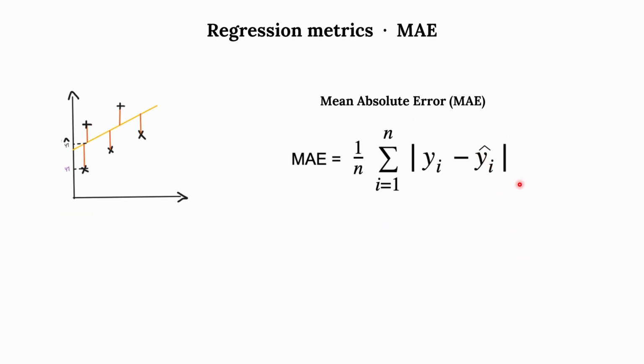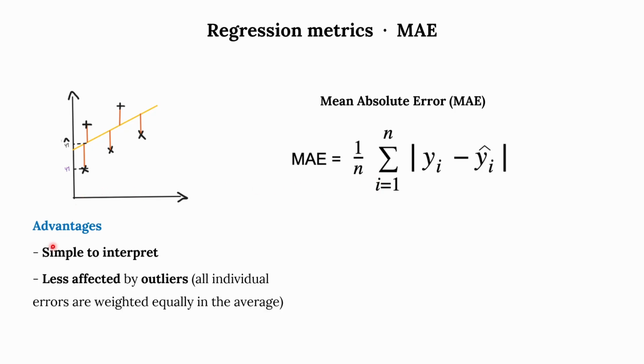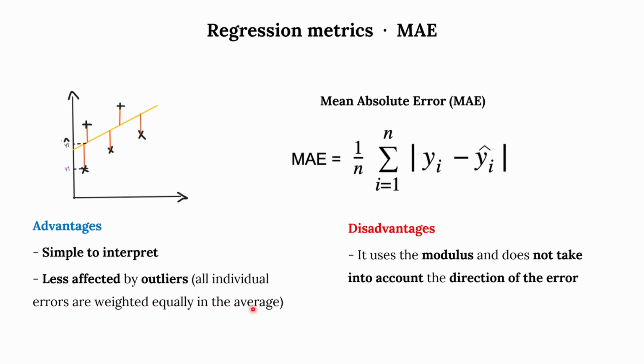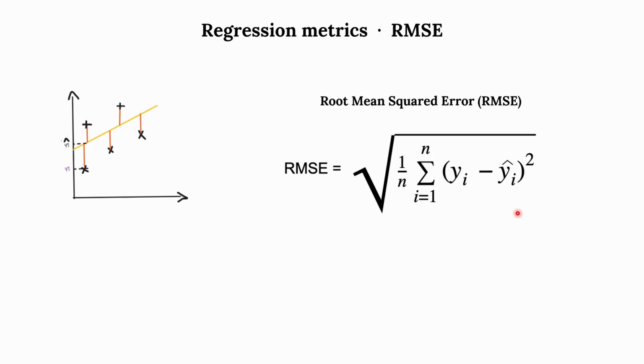Mean absolute error. Okay, it's a simpler calculation. You sum the errors and then divide by the number of predictions. The advantages: it's simple to interpret. It's less affected by outliers. All individual errors are weighted equally in the average. If you had to name a disadvantage, it would be that the metric does not take into account the direction of the error.